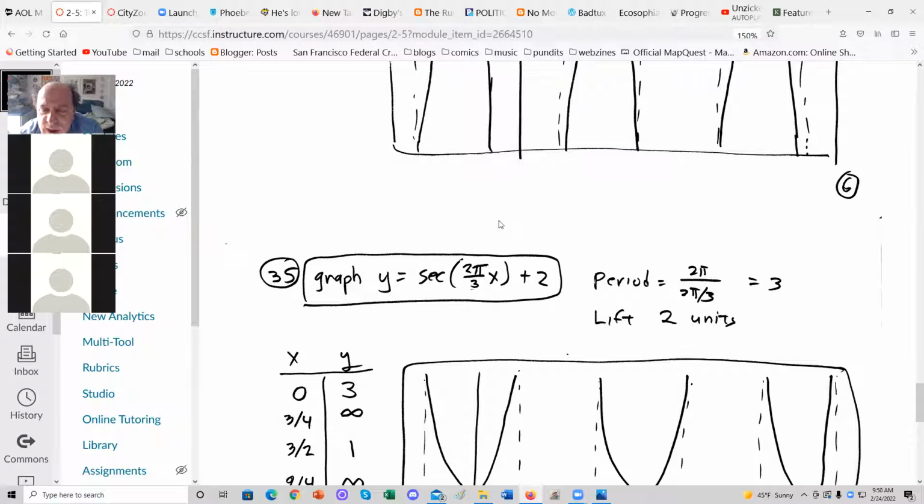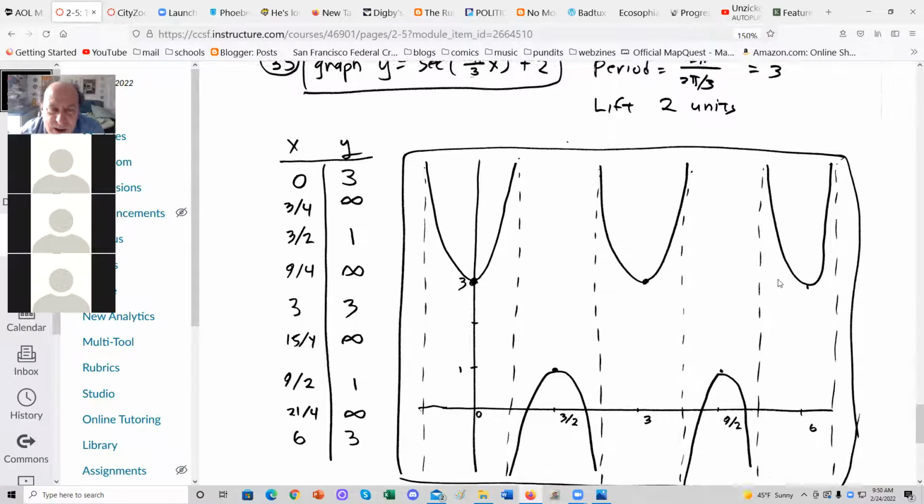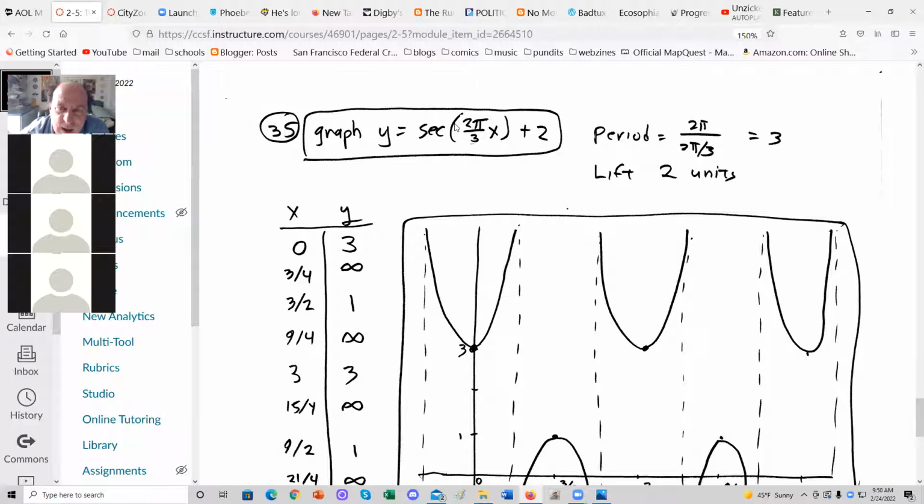Now secant of 2 pi thirds x plus 2. This plus 2 means you lift the whole graph 2 units, so it moves up. The period is 2 pi divided by 2 pi over 3. That gives you a 3. Now things get a little complicated. At 0, secant 0 is 1, plus 2 makes 3. At a half period later, at 3 halves, you put in x as 3 halves, cancel the 2/3, and get secant pi. That's 1 over cosine pi, which is 1 over -1, so -1. -1 plus 2 makes a 1.